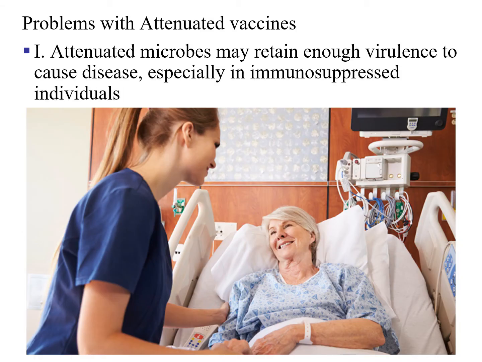We do have a few problems with attenuated viruses or attenuated vaccines. The first problem is attenuated microbes may retain enough virulence to cause disease, especially in immune suppressed individuals. So since their immune system is already weakened, this living virus or this living microbe might still harm them.